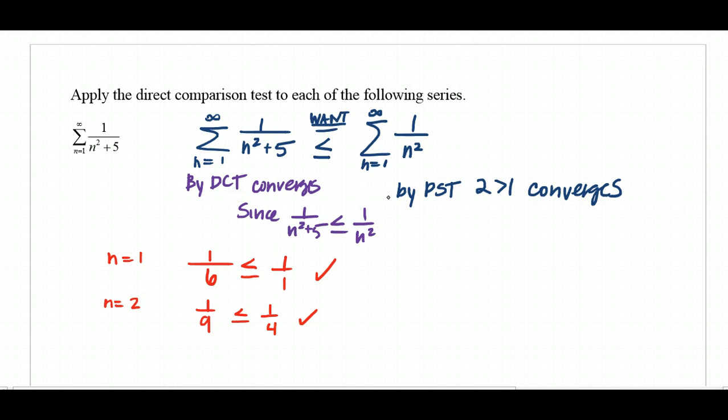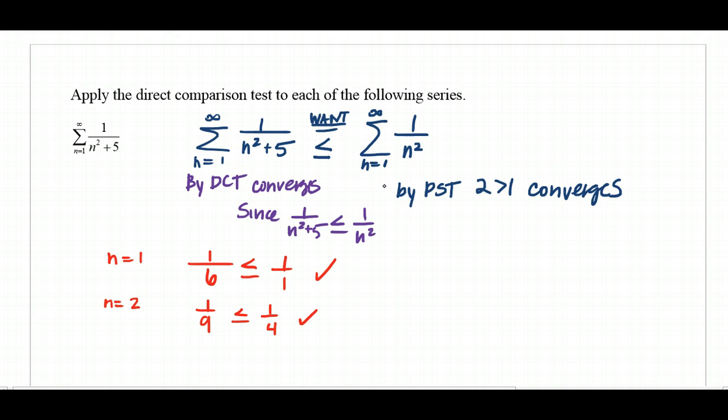The direct comparison test is now quite a bit more work than some of the other tests that we've been doing, because we need to find a series to compare the original series to. We need to know whether that series that we chose converges or diverges, so we want to pick one that we know by a different test whether it converges or diverges. And then we need a particular inequality to hold, or else we arrive at one of those inconclusive cases that didn't help us in the first place. And then once the inequality holds, I need to state that my original series does either converge or diverge based on the inequality.